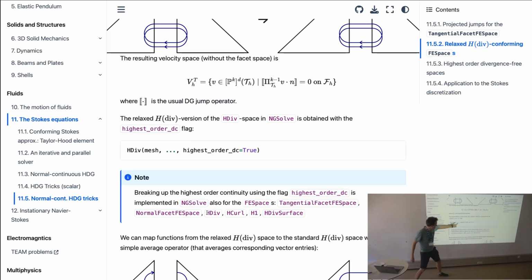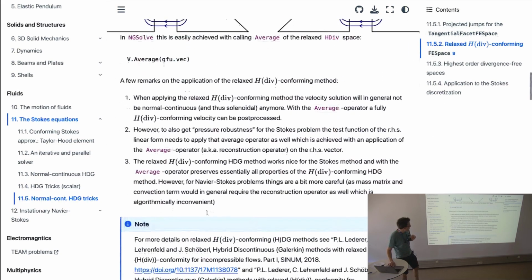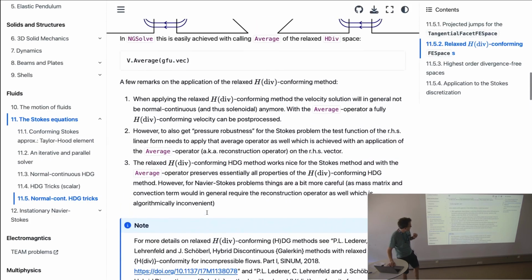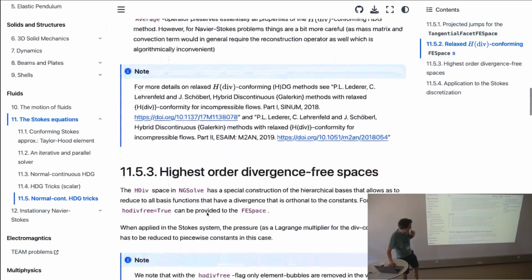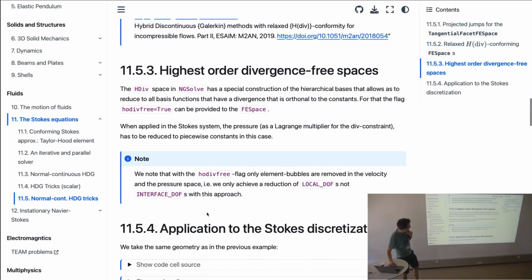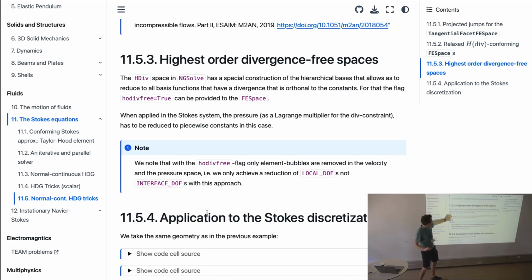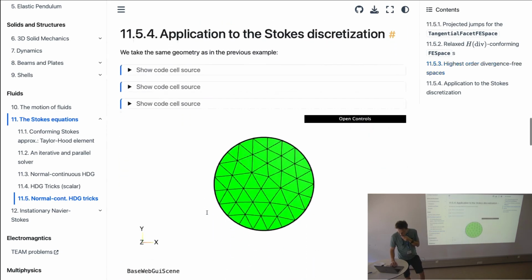You can use this with many other different finite element spaces in NGSolve. With that kind of reduction, you have to be careful about what to expect from your method in terms of these nice properties, and you can essentially recover some of them. I will skip through that. You can also reduce some additional degrees of freedom. If you know a priori that your solution will be exactly divergence-free, then there's this highest order divergence-free flag that removes some degrees of freedom a priori. You can also reduce the pressure space a bit. Let me skip on that. You can read it up if you want.